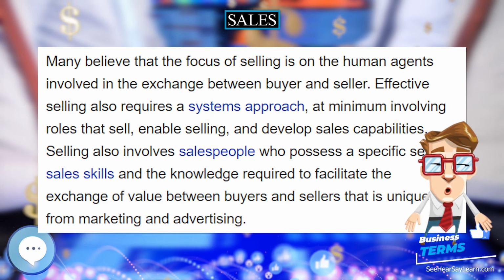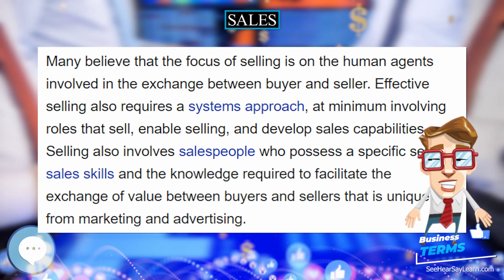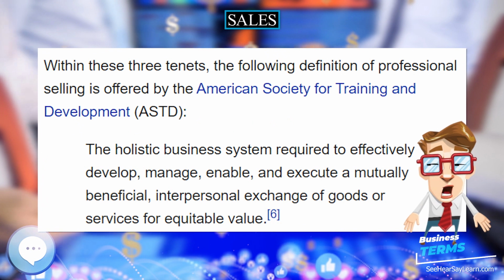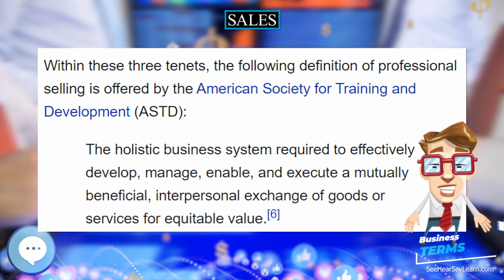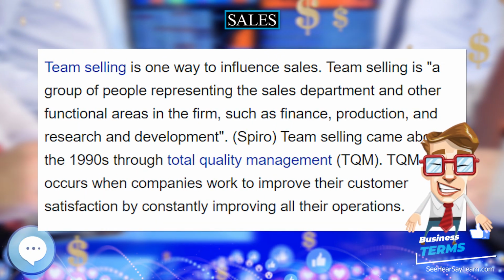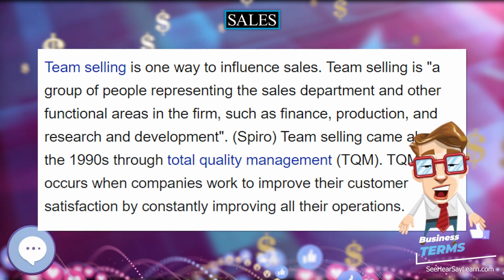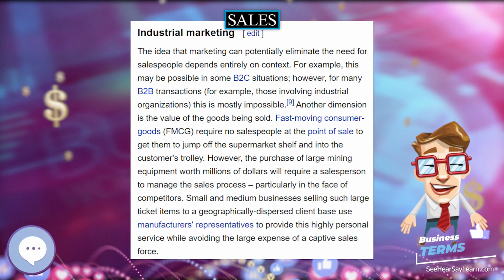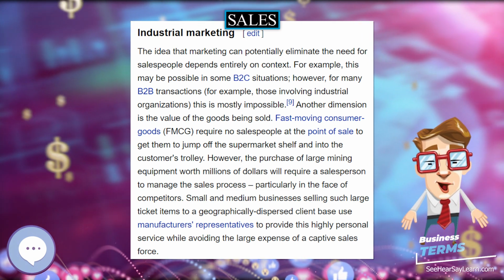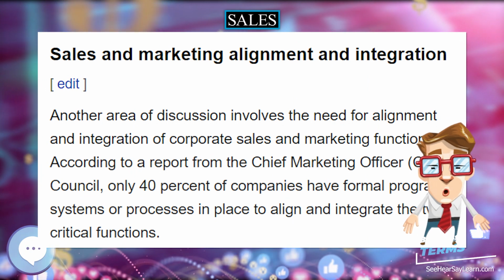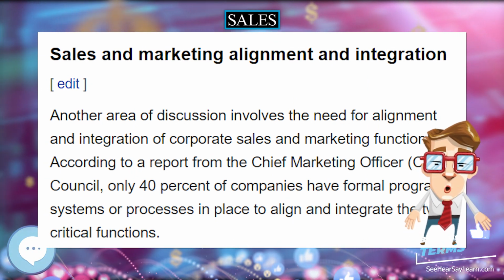Selling also involves salespeople who possess a specific set of sales skills and the knowledge required to facilitate the exchange of value between buyers and sellers that is unique from marketing and advertising. Within these three tenets, the following definition of professional selling is offered by the American Society for Training and Development, ASTD. Team selling is one way to influence sales.